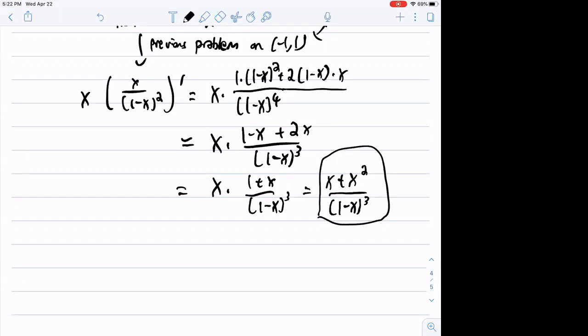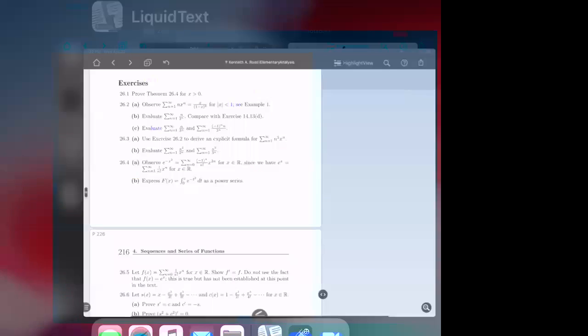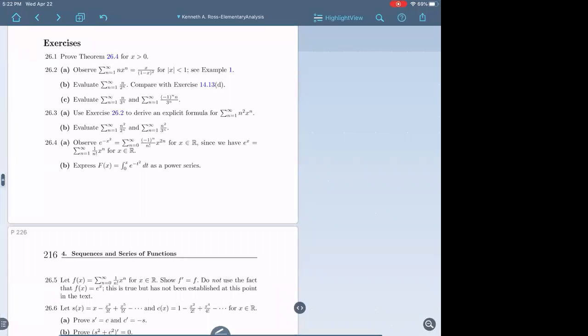So I'm going to let you do 26.3b from there; you just plug in the values. The first one is just plug in x equals a half. The second one is plug in x equals 1/3. Okay, so I forgot to write something.